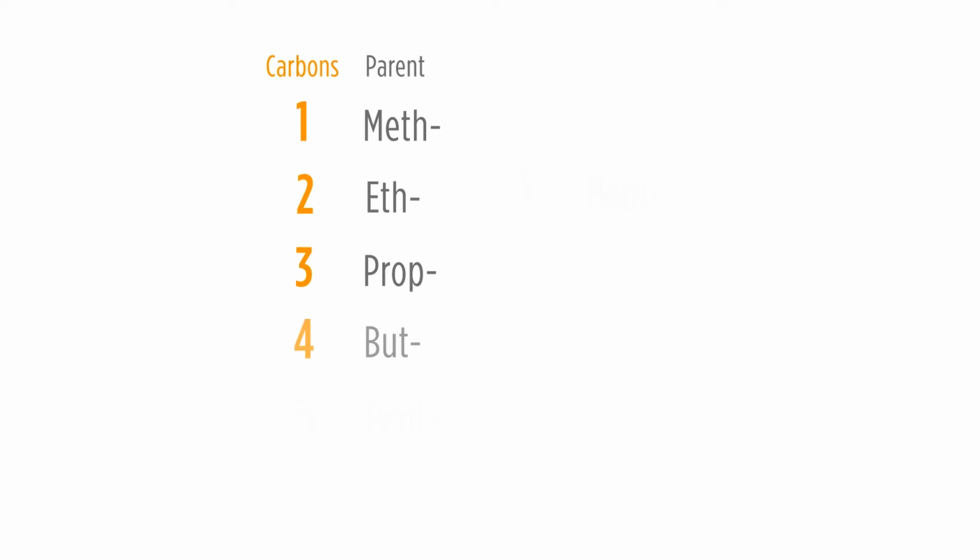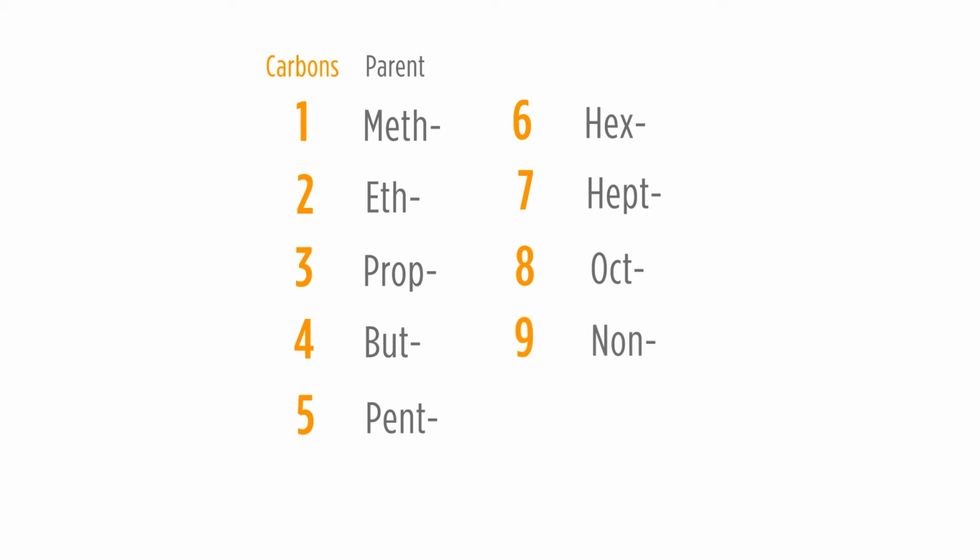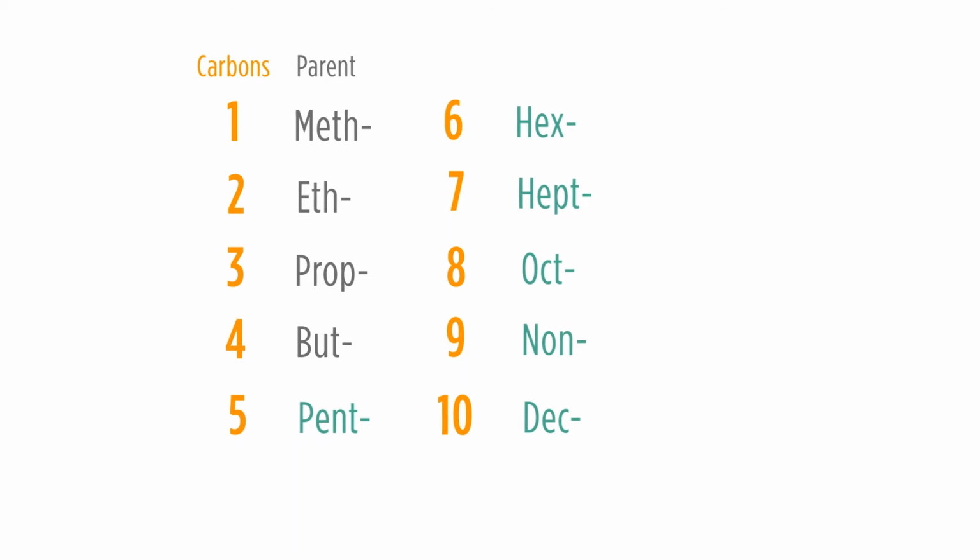Let's look at the other carbon roots that would fit the alkane suffix. 1 carbon, methane. 2 carbons, ethane. 3 carbons, propane. 4 carbons, butane. 5 carbons, pentane. 6 carbons, hexane. 7 carbons, heptane. 8 carbons, octane. 9 carbons, nonane. And 10 carbons, decane. Notice that after butane, when we start with pentane, 5, it follows a system. It's the first 4 that you have to keep track of.